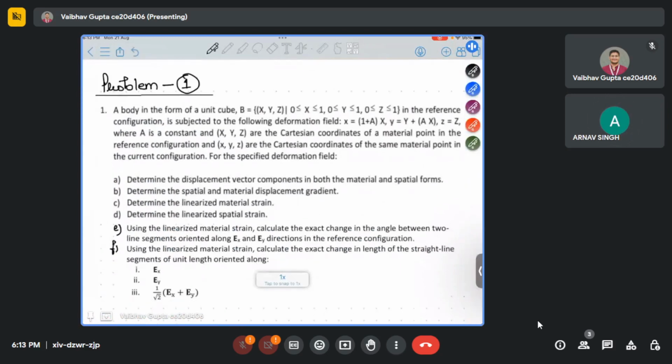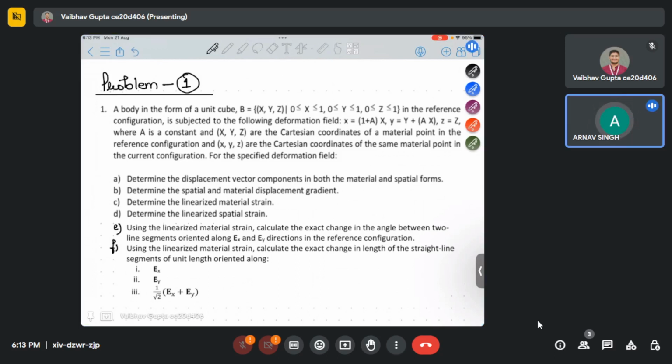Take 2 minutes and read the question. A body in the form of a unit cube given by B in the reference configuration is subjected to the following deformation field. The same example we have solved in the previous problem solving session also. Here A is a constant and capital X, capital Y, capital Z are the Cartesian coordinates of a material point in the reference configuration, and small x, small y and small z are the Cartesian coordinates of the same material point in the current configuration.